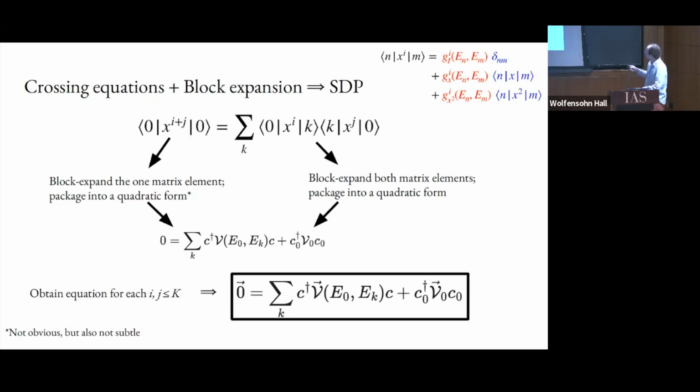Then you loop through as many different operators in your theory as you can, so that x to the i plus j, you do this for all the different i's and j's, and you get a big list of these crossing equations, which we indicate with a vector hat.